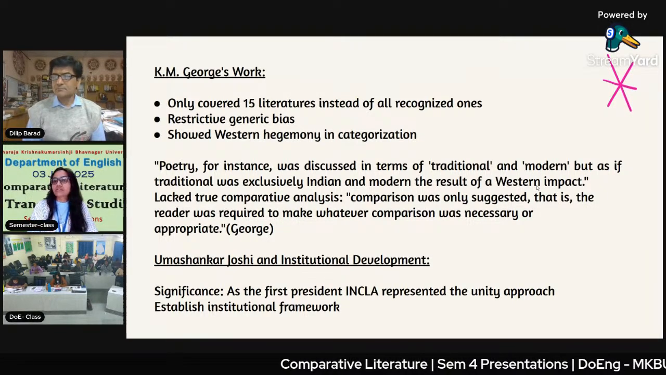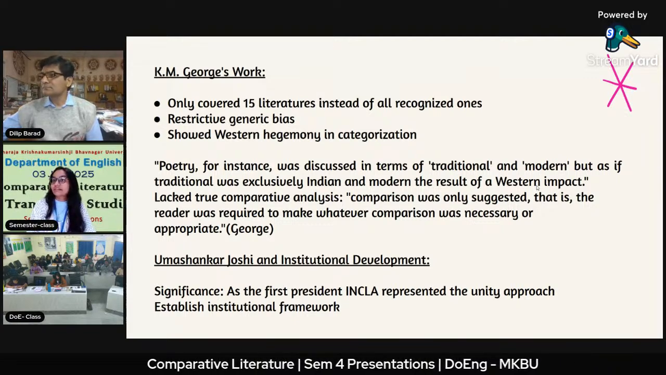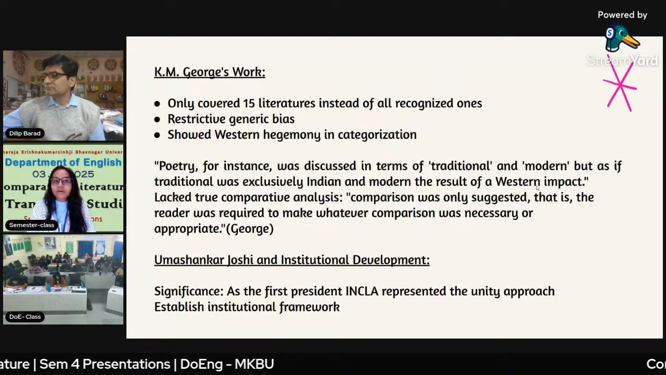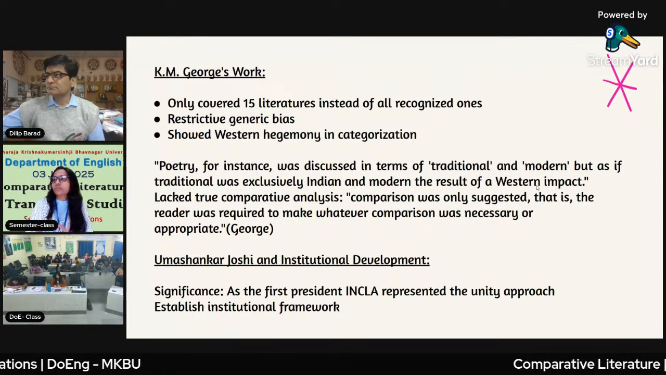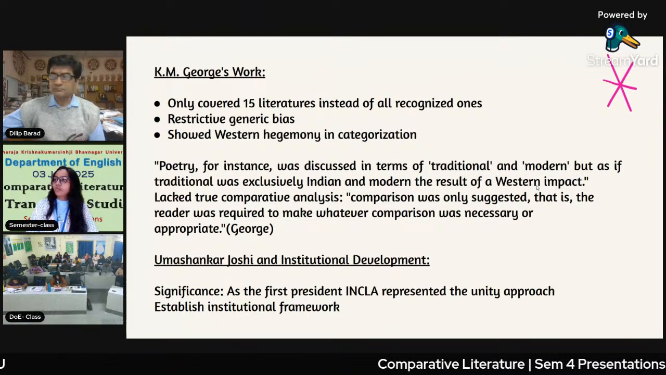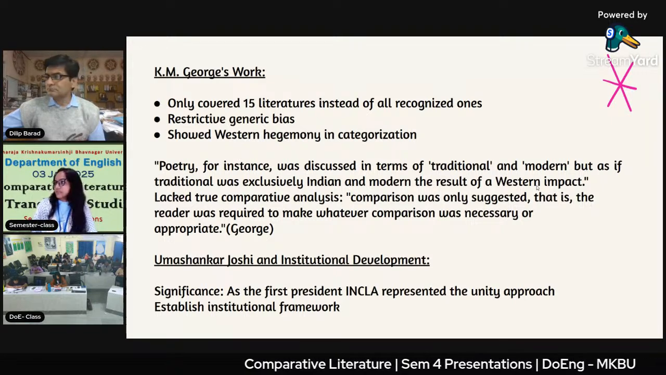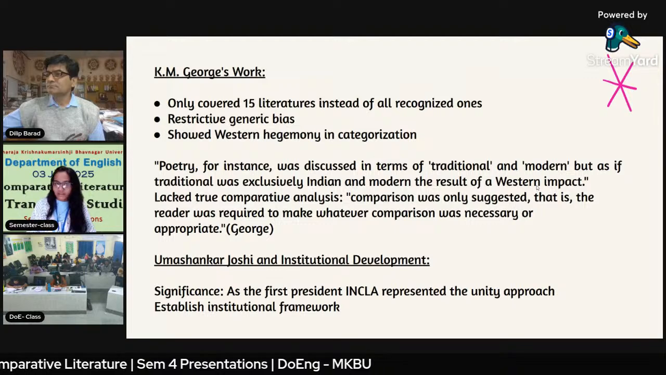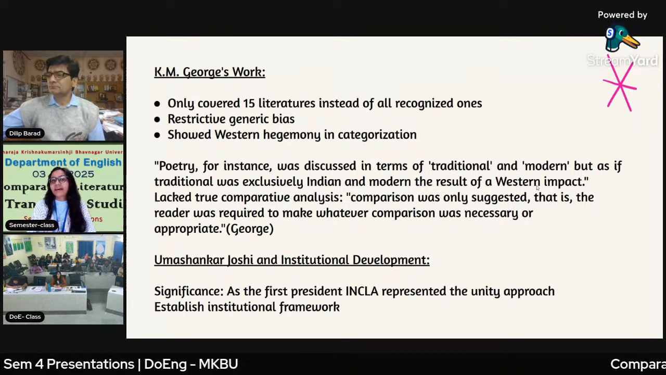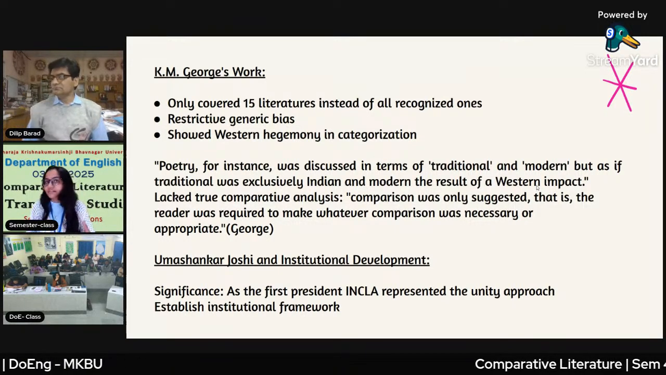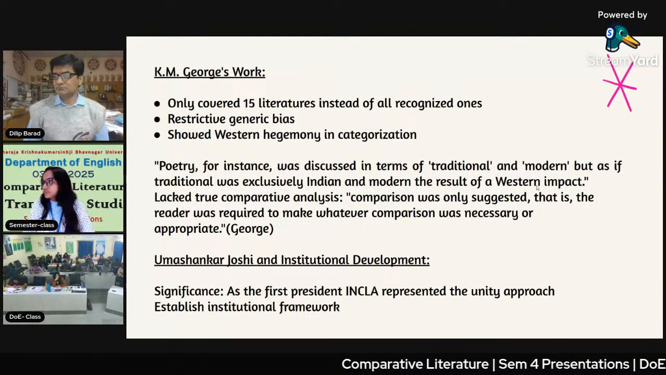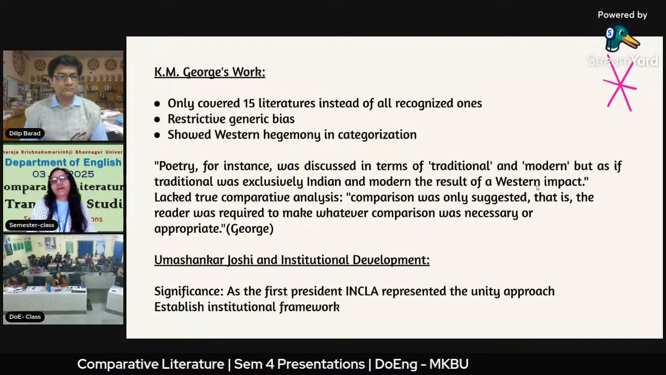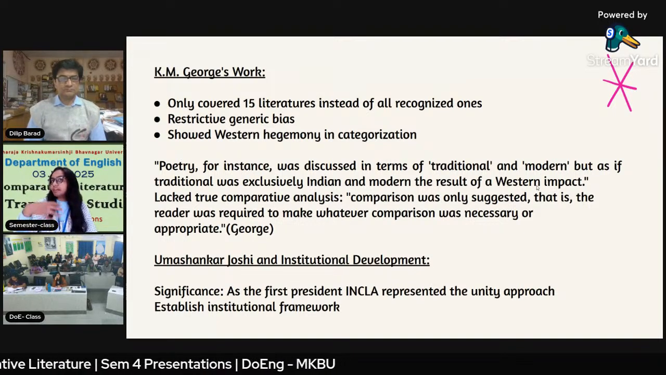Now, K.M. George, earlier than Sisir Kumar Das, did a framework for comparing the Indian literatures. What he did is he covered only 15 languages of literature instead of all recognized Indian languages. That is something like narrowing down the very idea of Indian literatures. With this, a restrictive generic bias comes in, because we are using only 15 languages of India, avoiding all other minor languages. So that showed a Western hegemonic categorization given by Western approaches.